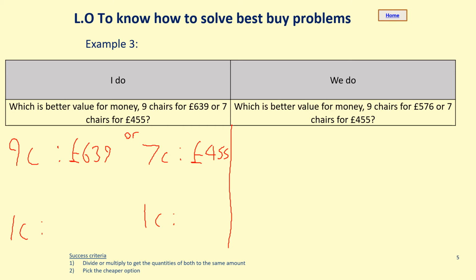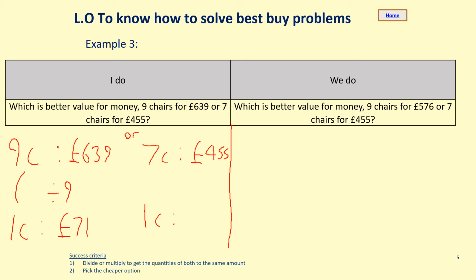So I want you to have a think. What are we going to divide by in the first deal to work out the price of 1 chair? What are we going to divide by in the second deal to find out the price of 1 chair? So in the first deal, we're going to divide by 9, because 9 divided by 9 gives 1. So divide 639 by 9 also. That tells us that it's £71 per chair in the first deal.